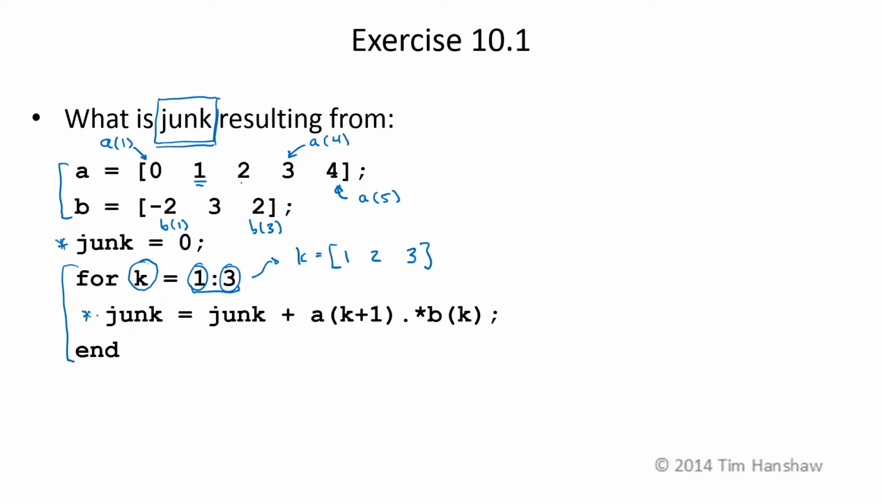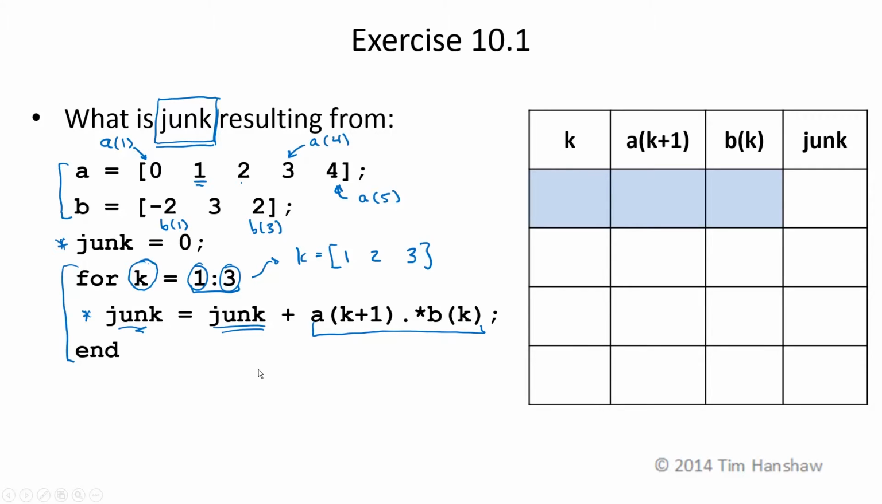Now we go in and reassign junk, which is based on its old value plus the product of A of k plus 1 times B of k. Then we repeat until we get to the last element of this array. Now, in order to find out what junk is, my recommendation is to create a table to keep track of the values. So we need to keep track of what k is. We need to keep track of A of k plus 1, we need to keep track of B of k, and we need the old value of junk.